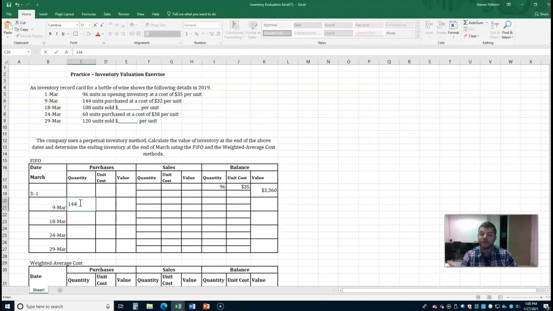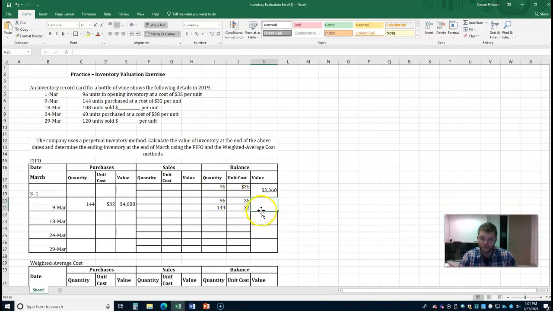The next is that we have 144 units purchased at a cost of 32. So the quantity is 144, the unit cost is 32, and this gives us a total valuation of 4,608 for that purchase. You will always be completing your balance columns. So now we're going to put in our new balance. Because this is FIFO, we have to keep all of the units and their specific prices that we paid separate until we sell them. So 96 at 35, as well as 144 at $32.